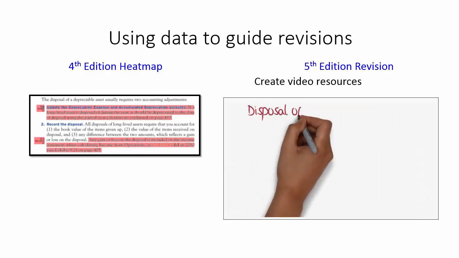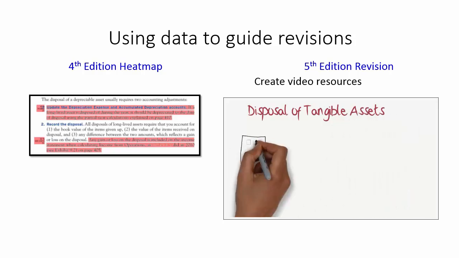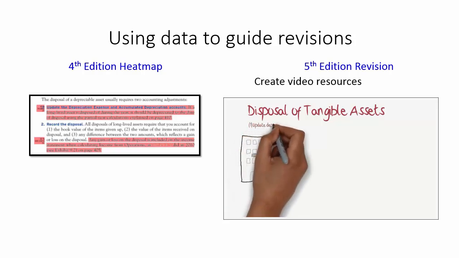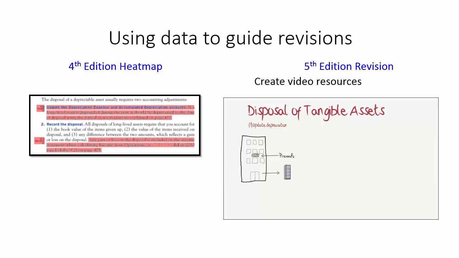The disposal of tangible assets simply means that a company has sold a fixed asset, such as a building, vehicle, or as shown here, piece of equipment. In return, the company gets what we call the disposal proceeds, which usually is in the form of cash. To account for a disposal, the company must first update depreciation to the date of disposal. That often involves calculating depreciation for a partial year, which we explain in a different video.